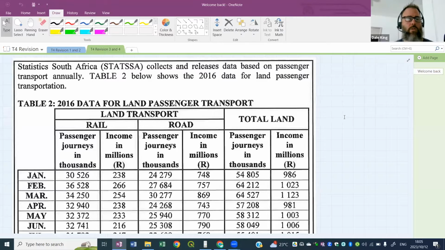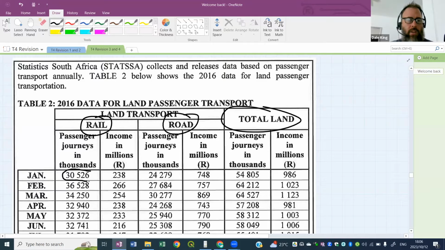We've got land transport in terms of rail and road, and under each, and then we've got a total land. So we're obviously adding those two up. Then we've got passenger journeys in thousands. So how many passengers are journeying in thousands, which is a pretty big number. So if we got this number here, 30,526, just remember that's in thousands. So it's 30,526 plus 000. So that's actually 30 million, 30.5 million.